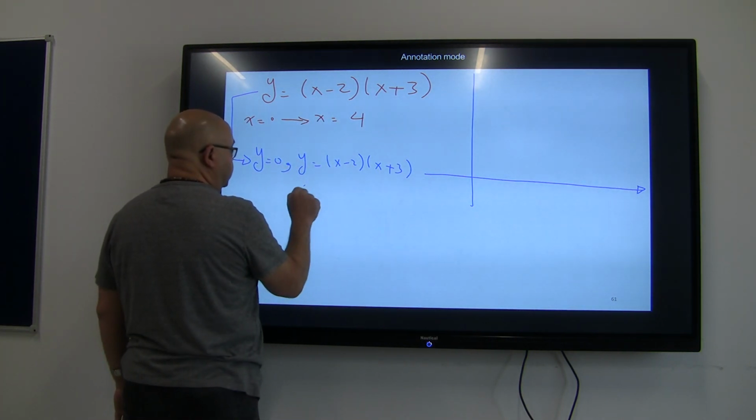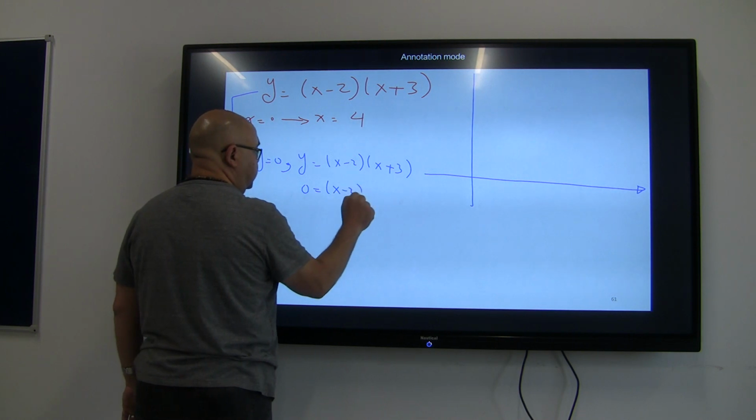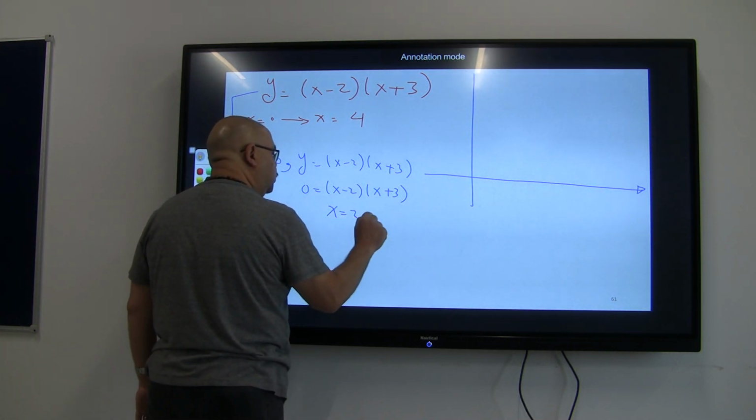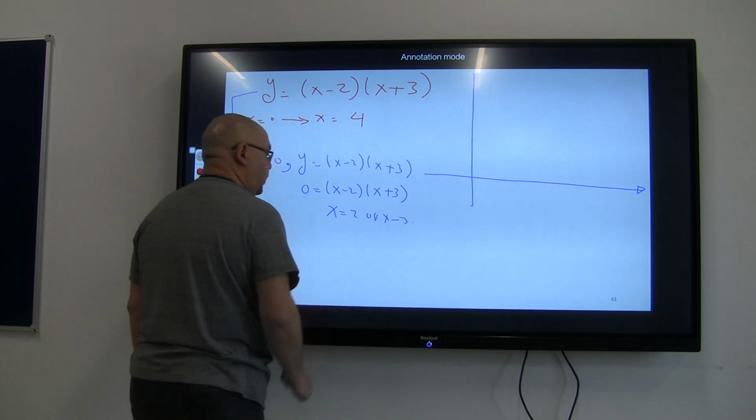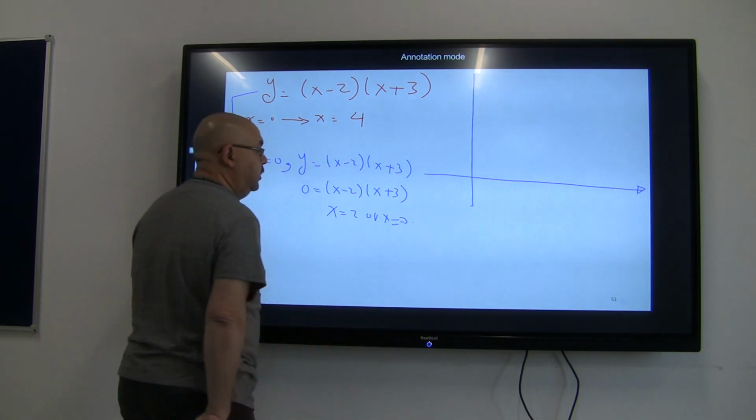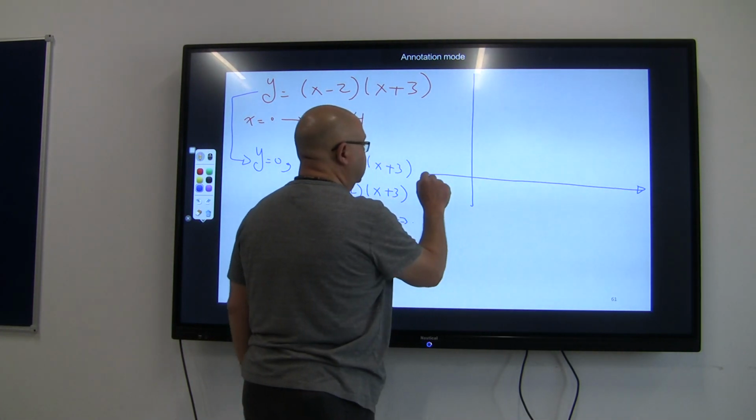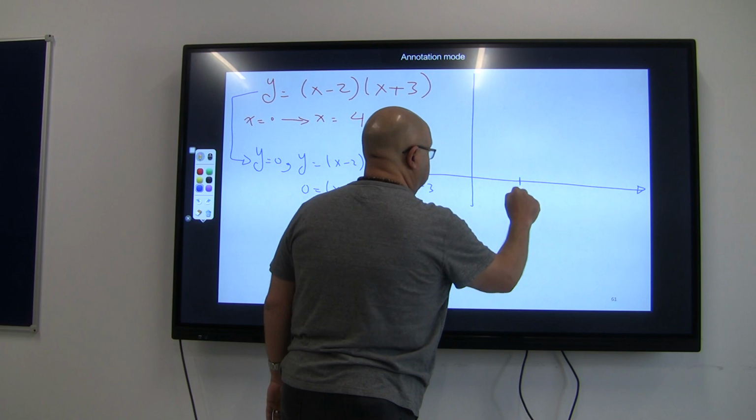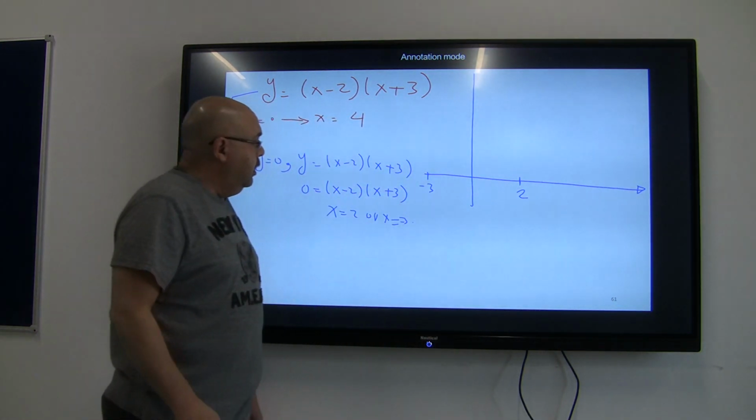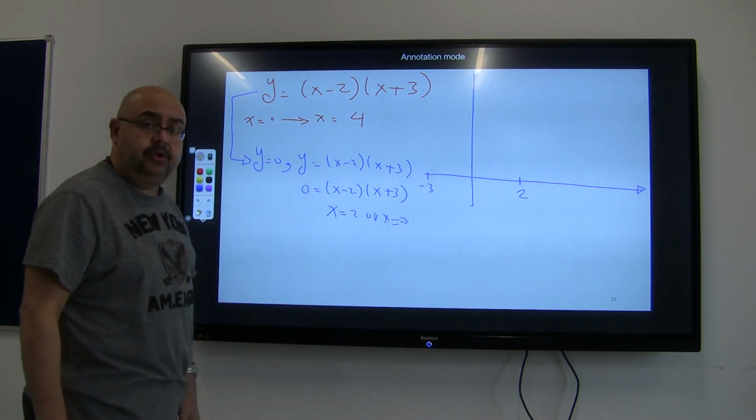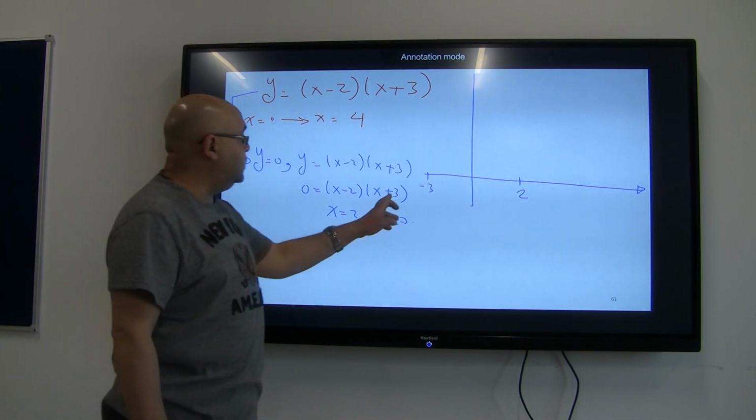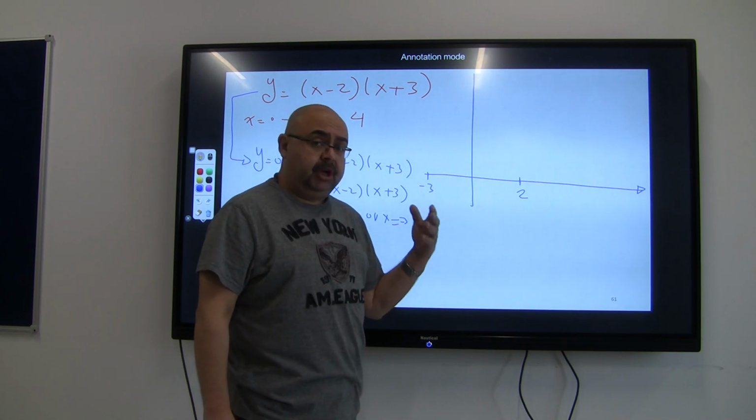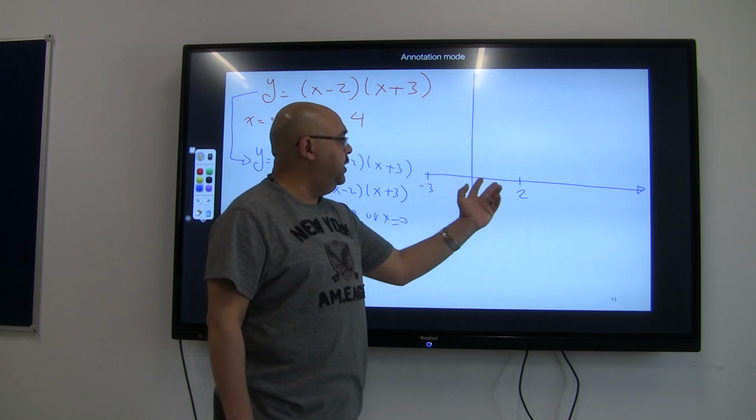This gives 0 equal to x minus 2 times x plus 3. That's x equal to 2 or x equal to negative 3. I'm going to go to the x-axis. This is negative 3, and that's positive 2. The function that I'm trying to represent is going to pass through negative 3 and 2. So I'm going to just use a simple number in between in this interval.